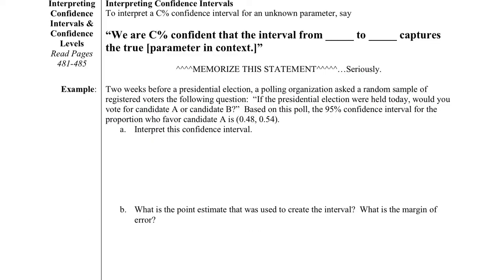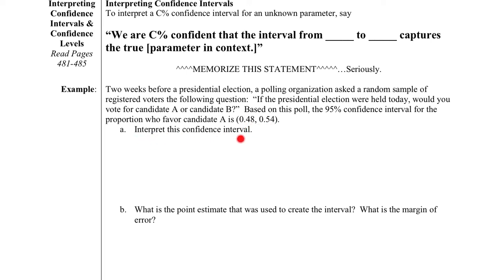So 2 weeks before a presidential election, a polling organization asks a random sample of registered voters the following question. If the presidential election were held today, would you vote for candidate A or candidate B? So based on this poll, the 95% confidence interval for the proportion who favor the candidate A is this range.